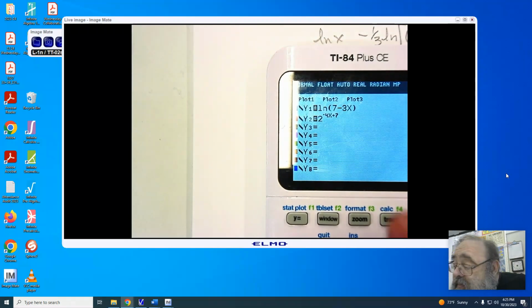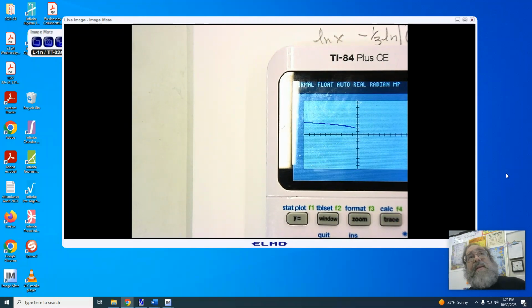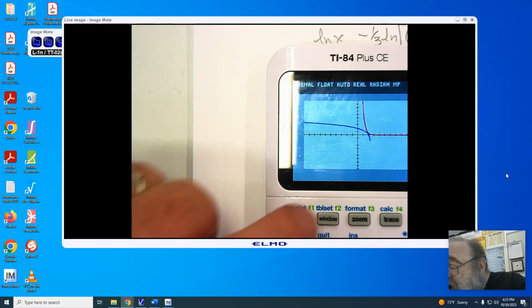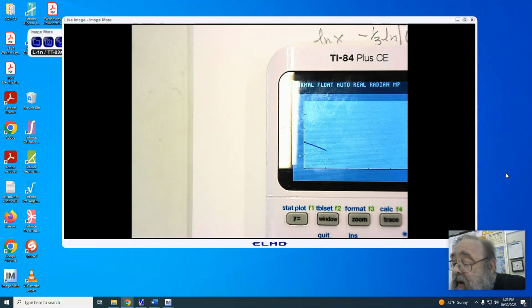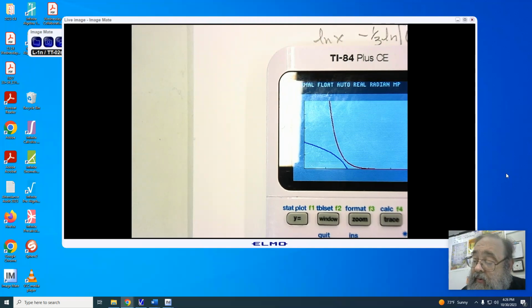Now, if I hit zoom 6, we really can't tell very much. We can tell that our intersection, if it's there, is in the first quadrant. But by changing my windows so that I'm only in the first quadrant, I'll be able to see it more clearly. So I'm changing it from 0 to 5, hitting graph, and you'll notice they do not intersect. If they don't intersect, the answer is no solution. And that would be my answer for number 10, no solution.